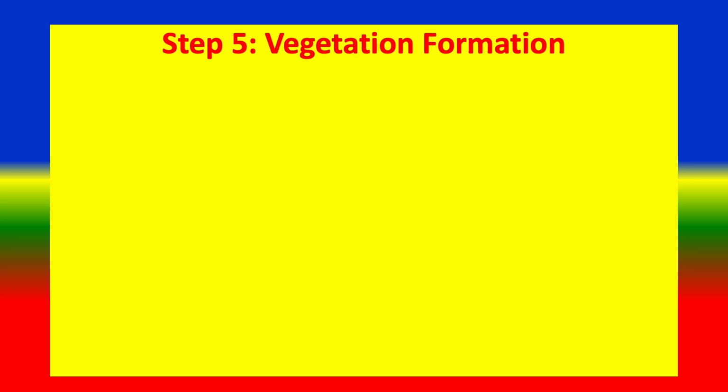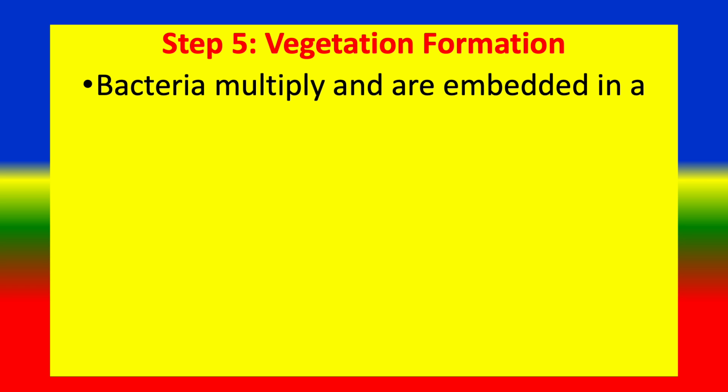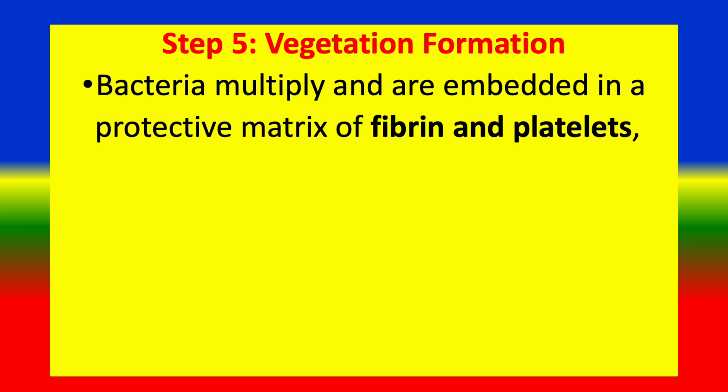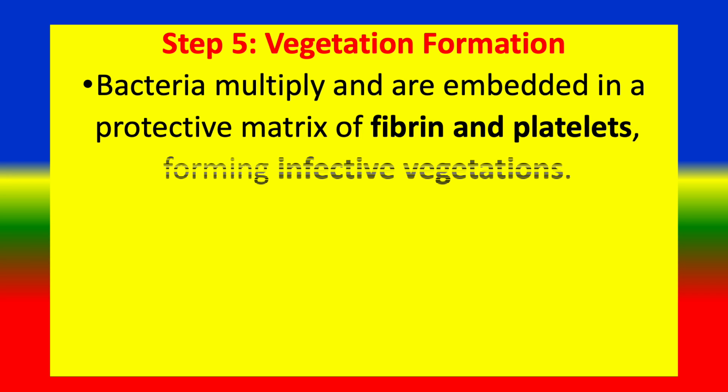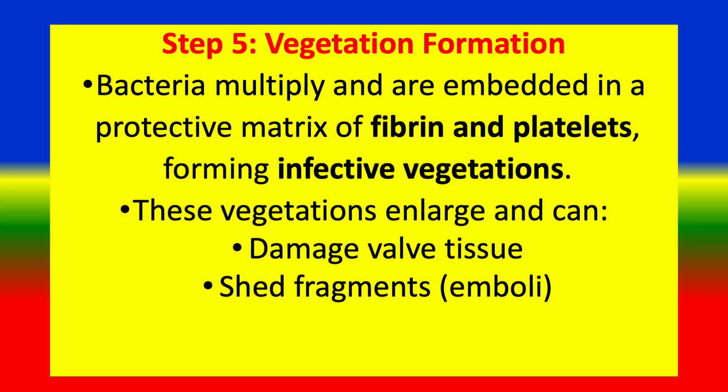Step 5, vegetation formation. Bacteria multiply and are embedded in the protective matrix of fibrin and platelets, forming infective vegetations. These vegetations enlarge and can damage wall tissue, and can break off as fragments, emboli.